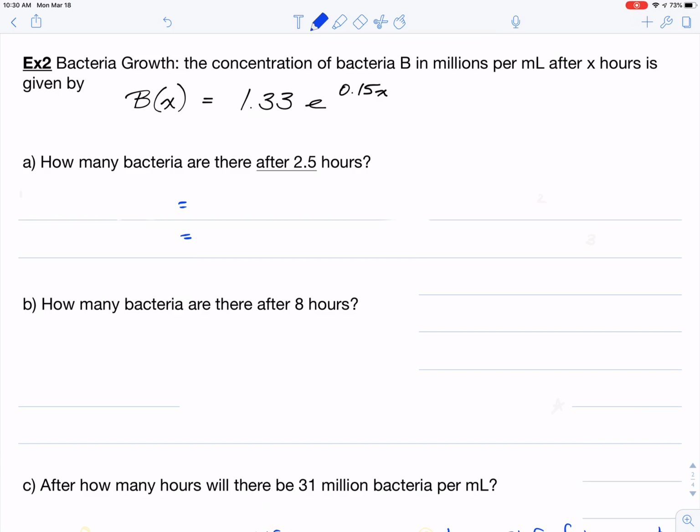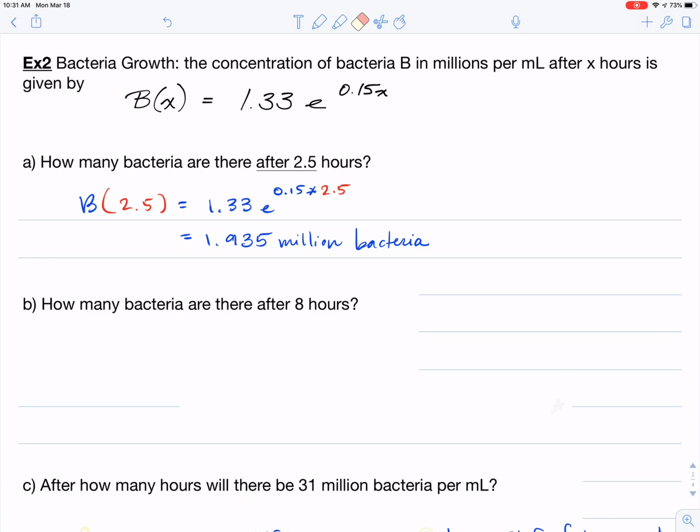Part A says how many bacteria, so I'm looking for B there, are there after 2.5 hours. When I see that it's after 2.5 hours, that's our time, or in this case, our X value. So what we're going to do is simply plug in 2.5 for every single X that we see. Plug that into our calculator, and we'll get 1.935 million bacteria. Remember that B was in millions.